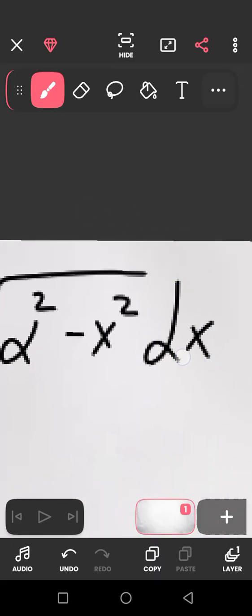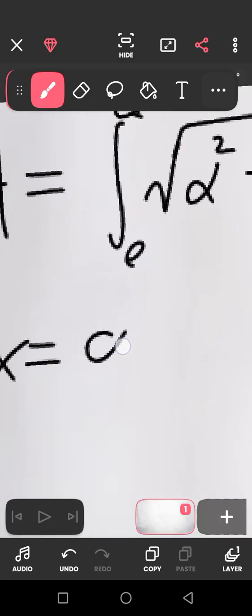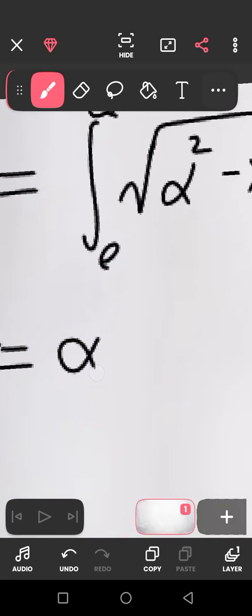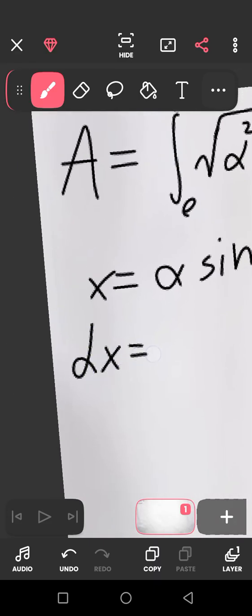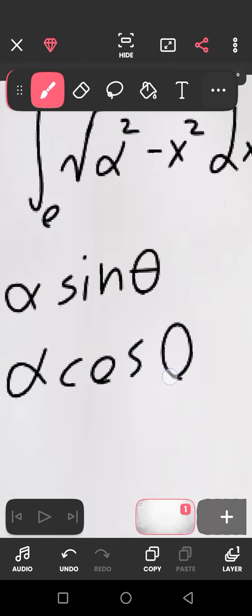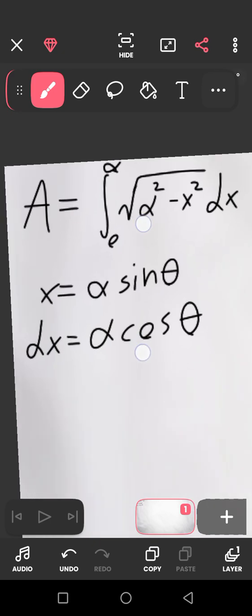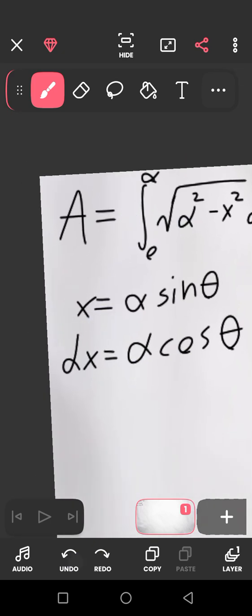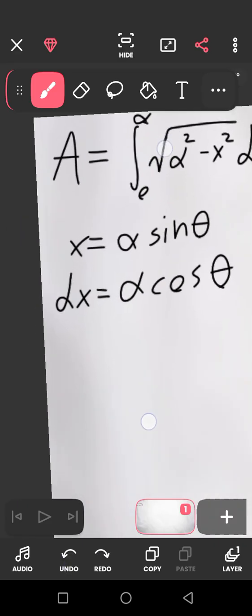Let's use a trigonometric substitution. Let x be equal to a sine theta. So dx will be equal to a cos theta d theta. What is dx? Well, dx will be equal to the derivative of a sine theta with respect to theta.